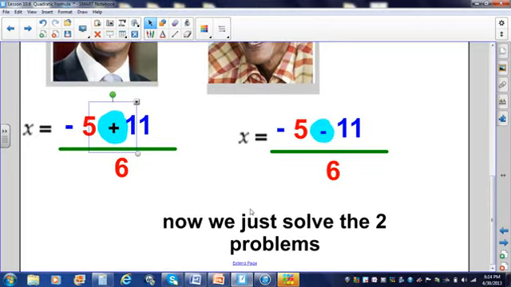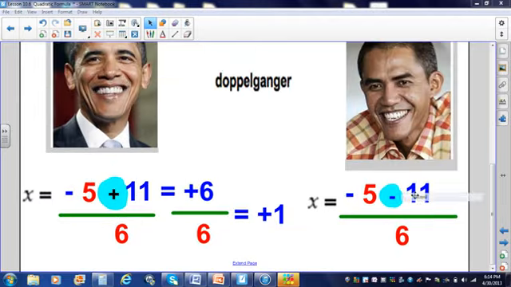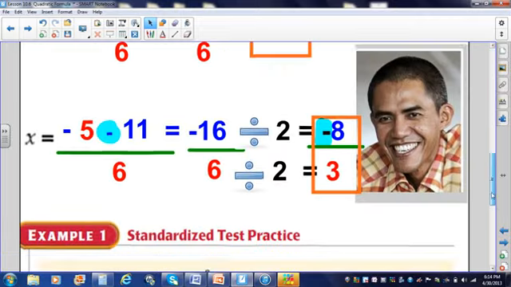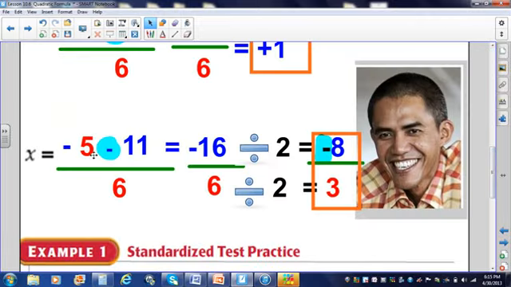Now what are we going to do? We're just going to solve this problem and solve this problem. So I'll do the problem here on the left first. Negative 5 plus 11 gives me positive 6. 6 divided by 6 gives me positive 1. So that is one answer. Now we'll do the other problem. Negative 5 minus 11 is negative 16. So I have negative 16 over 6.